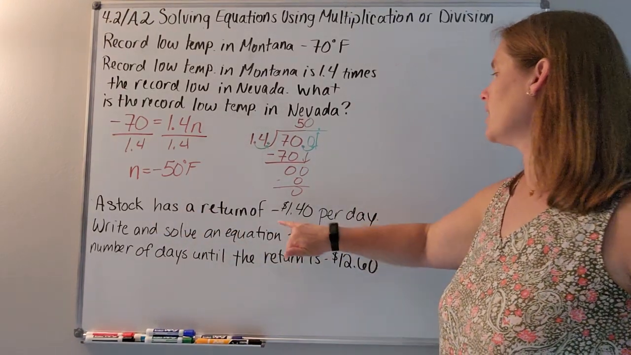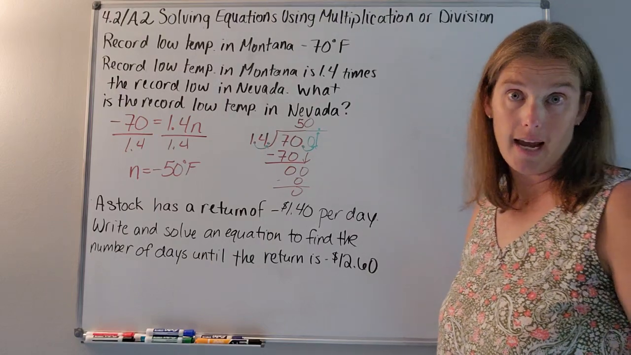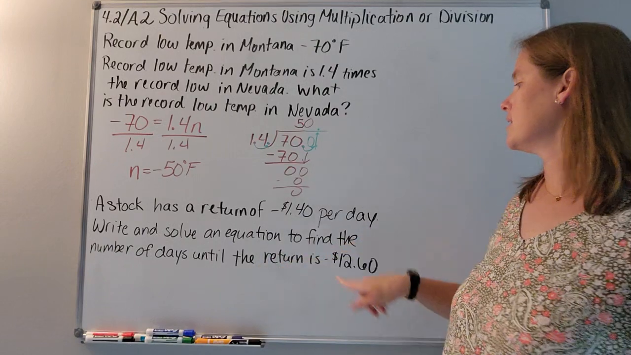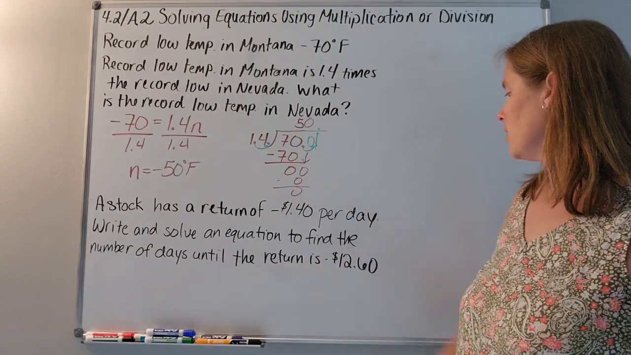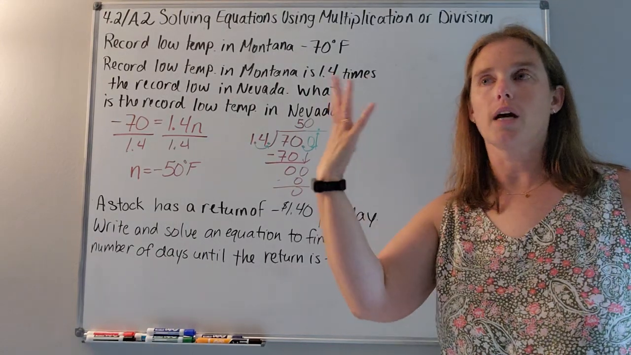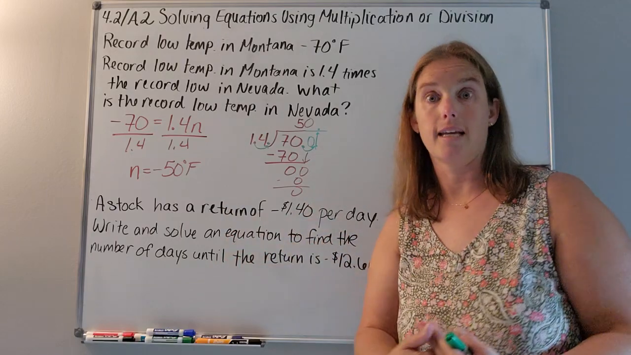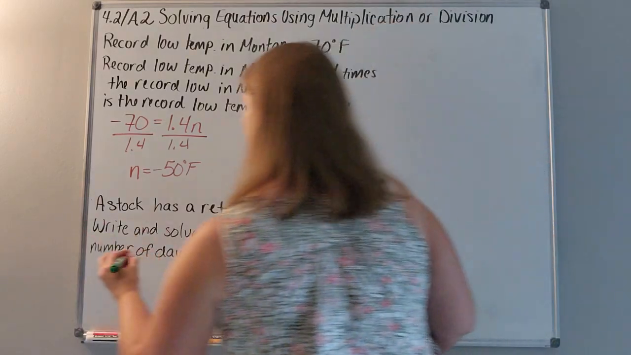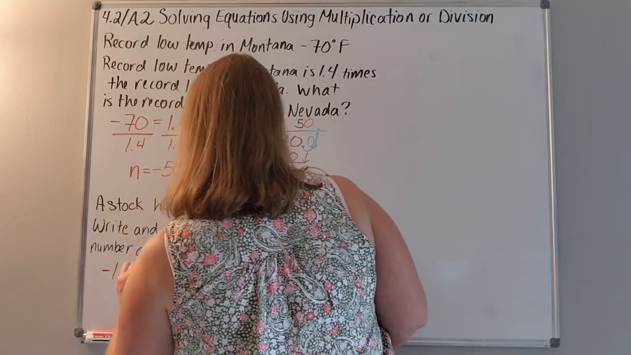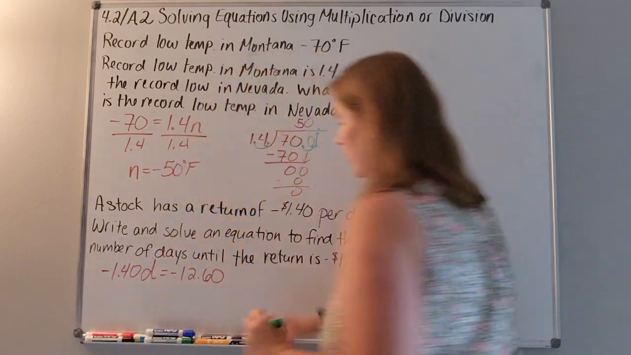Okay, another one. A stock has a return of negative $1.40 per day. That means it's losing money each day, $1.40 per day. Write and solve an equation to find the number of days until the return is negative $12.60. So, if it returns $1.40 per day, wouldn't you take $1.40 times the number of days to get the return amount? So in other words, negative 1.40 or 1.4, we use D for days, equals negative 12.60. Or you could use 12.6.